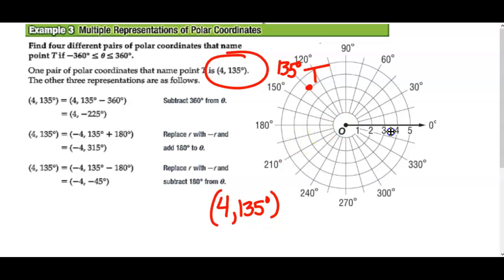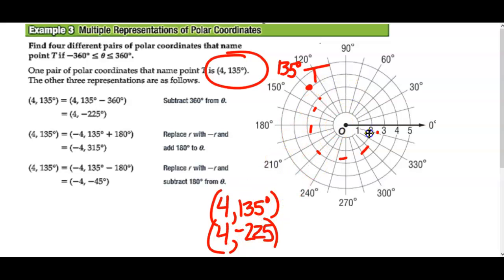We could have gone negative this way, so that would be 135 minus 360, which is what, 360 minus 135 is 225. So we could have said I'm going to go to that same spot, but I'm going to rotate a negative 225 and then out 4. So that's a positive negative.